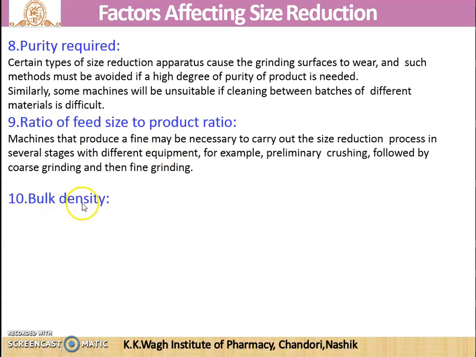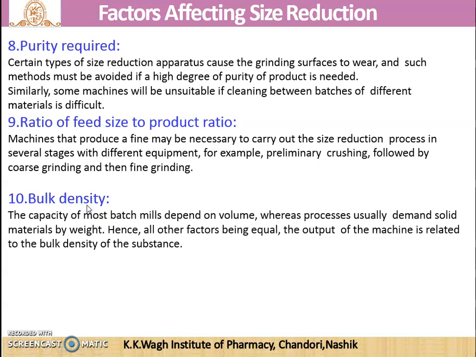Then the next factor is bulk density. The capacity of most batch mills depends upon volume, whereas the process usually demands solid material by weight. Hence, all other factors being equal, the output of the machine is related to the bulk density of the substance.